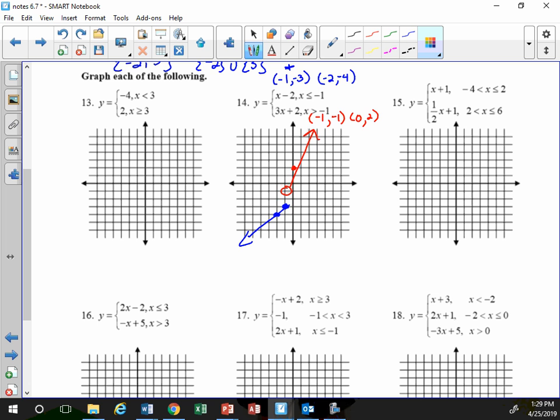So I plotted that point first. And then I follow the inequality. It says less than or equal to -1. So I picked the -2. Plugged it in, got this other y value, and plotted that. Start at the starting point, draw through the other one. Don't go the wrong way, because then you'll mess up your graph. And then you just repeat it for the other.